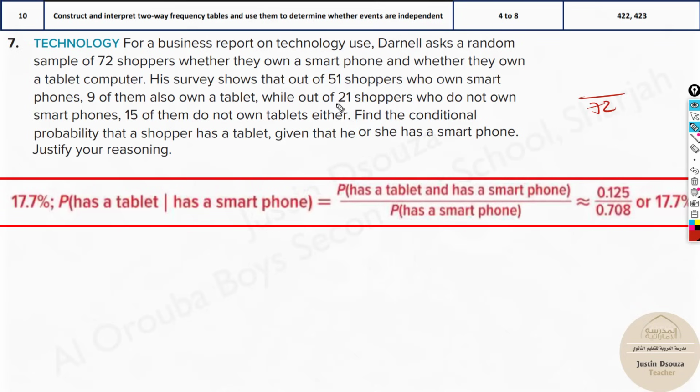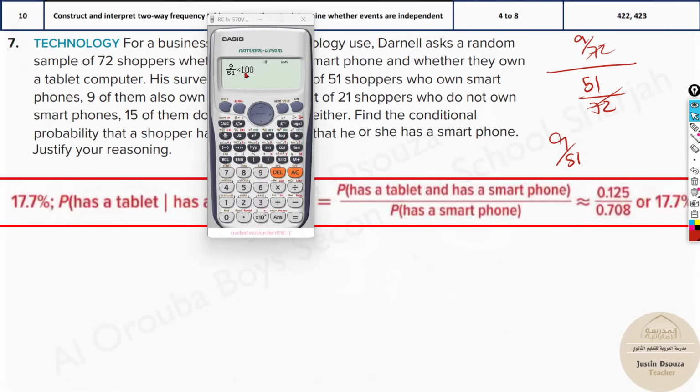And what is over here? How many shoppers have a smartphone? 51 own a smartphone, so 51 by 72. What is tablet and smartphone? You can see 9 of them also own a tablet. So of the 51 shoppers who own a smartphone, 9 also own a tablet, so 9 out of 72. Cancel this out, and 9 by 51 is the answer. If you do 9 by 51, you must get 17.7%.